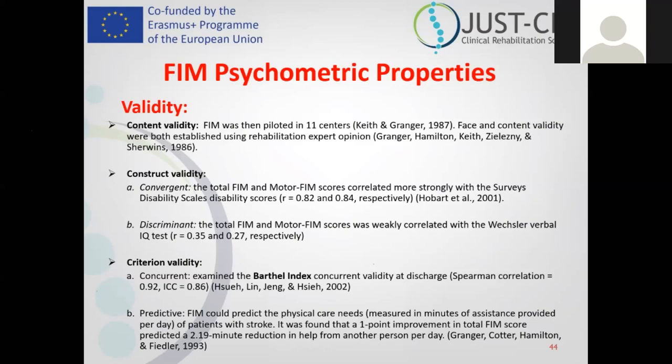The criterion validity was established also for FIM, and the FIM was compared with the Barthel index, which also measures independence and performance of activities of daily living, and they were highly correlated. FIM and Barthel index, I mean, at Spearman correlation of 0.92 and intra-class correlations of 0.86. So in concurrent validity, both measurements are done at the same time, and they're compared by means of correlation. Are they associated with each other or not?